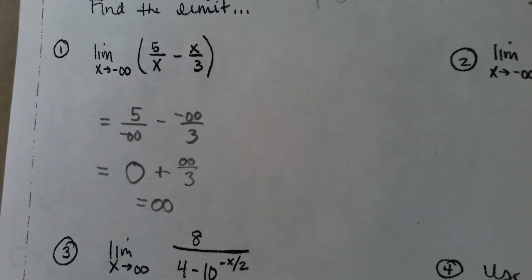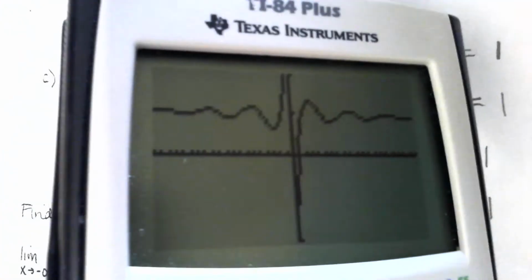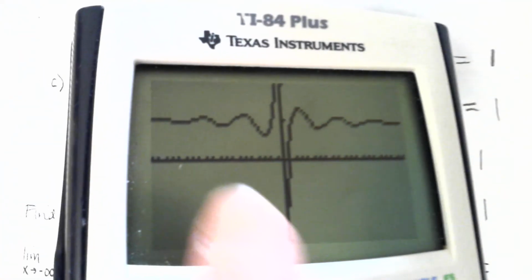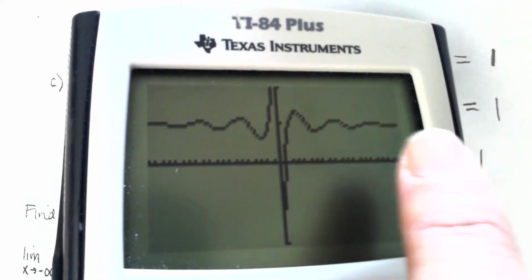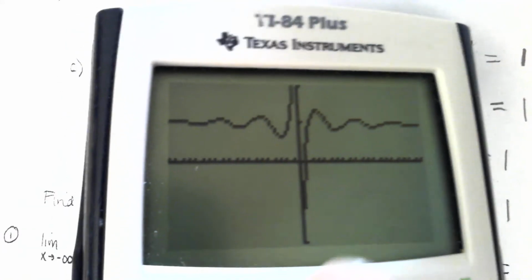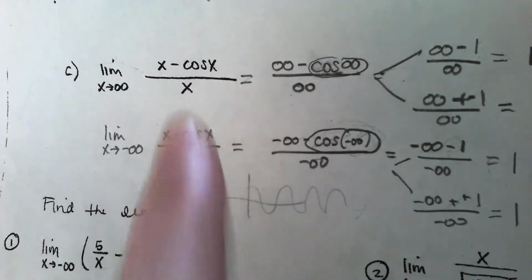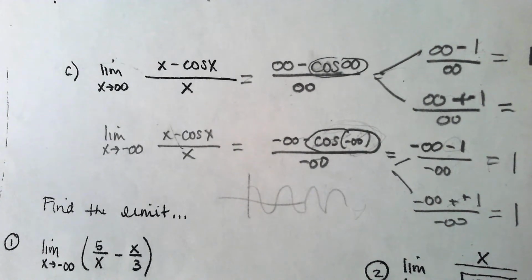Because I put it on my calculator and I forgot to show it to you, this is what the graph of that last function looked like, that cosine one. You can see as we go towards infinity, we're oscillating but towards 1, and as we go towards negative infinity, same thing. You also can see a vertical asymptote at 0, which should make sense because you have that x in your denominator.